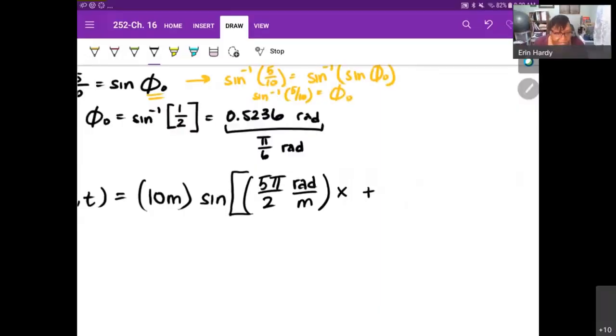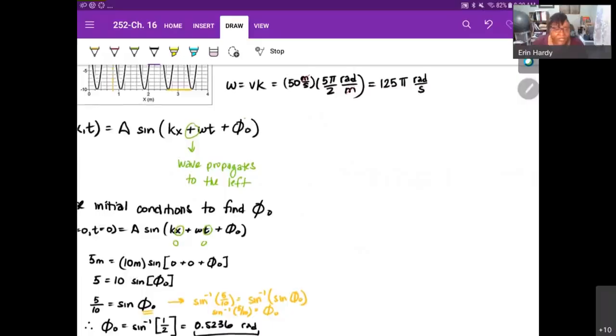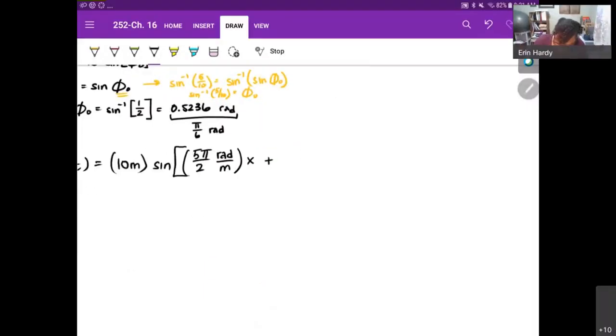Then I'm going to add, because this wave is propagating toward the left, omega times t. And I think, no, we did calculate omega. Okay, so omega was 125 pi radian per second. So plus 125 times pi radian per second times t. And then our last step is to add this phase constant. And we determined that that value is equivalent to pi over 6 radian.